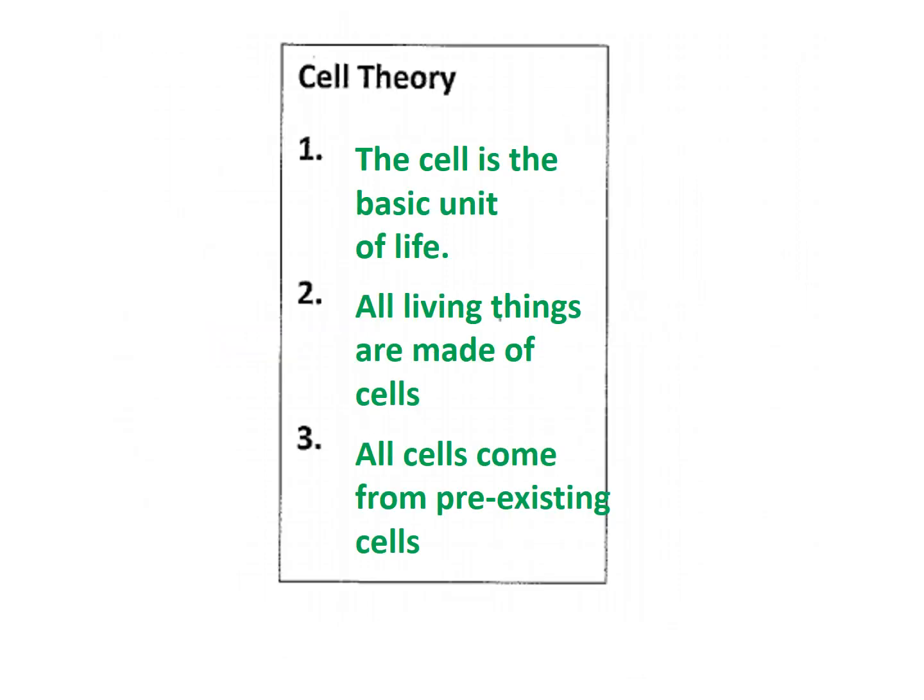Cell theory is also really important. So first point that we have here is the cell is the basic unit of life. All life is made of cells, right? All living things are made of cells, and all cells come from pre-existing cells. That's reproduction. So cells come from cells. Life comes from life.